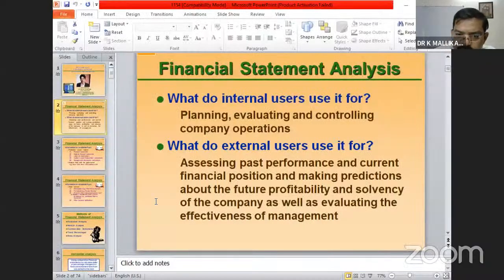and compare with current financial position, and also make predictions of the future profitability and solvency of the firm, as well as evaluating the effectiveness of the management. So financial statement analyses are useful for both internal parties as well as external parties.